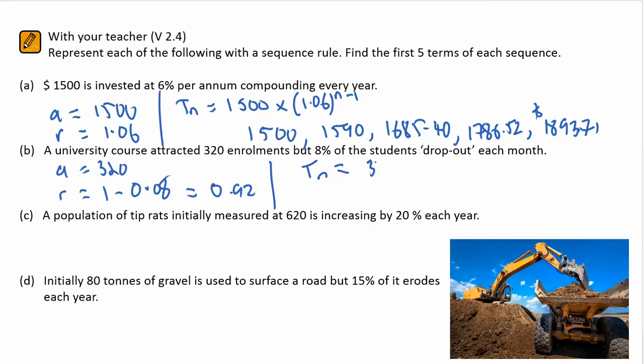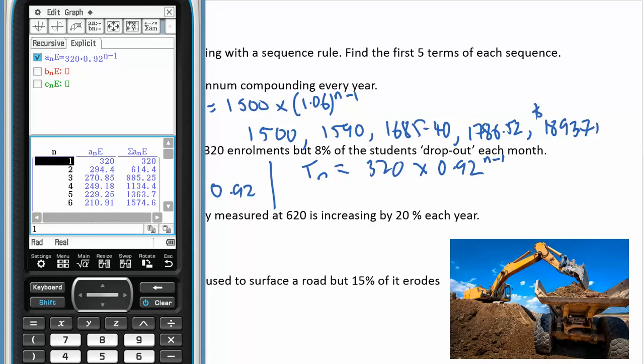Tn is 320 times 0.92, the power of n minus 1. Entering that into the calculator, you can see the 320 to 294 to 270.85, 249, 229, etc. Now, if you're actually asked to answer a particular year term, you would round that, but I'm just going to record it for the moment as whole numbers, as decimal numbers.